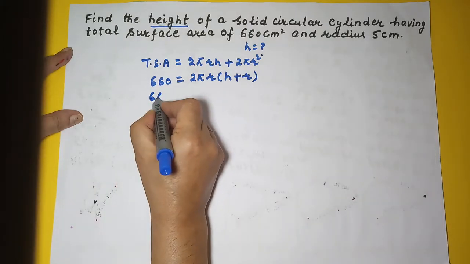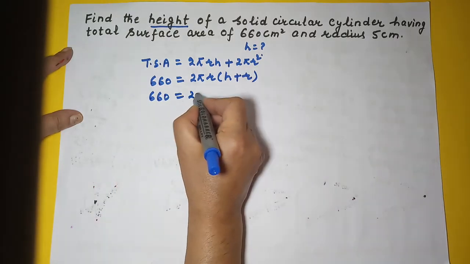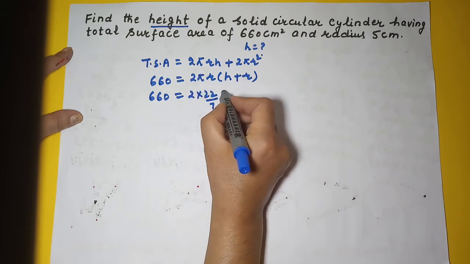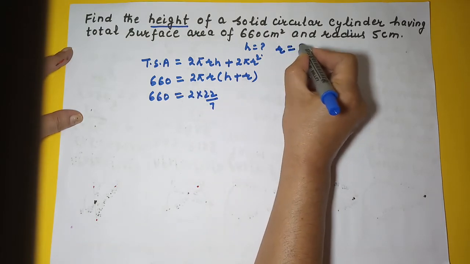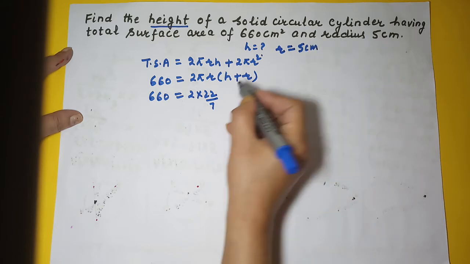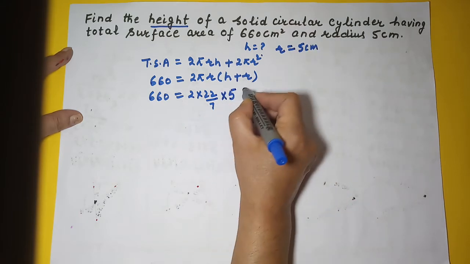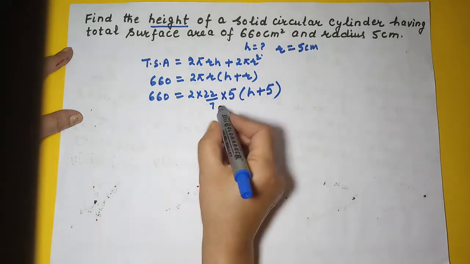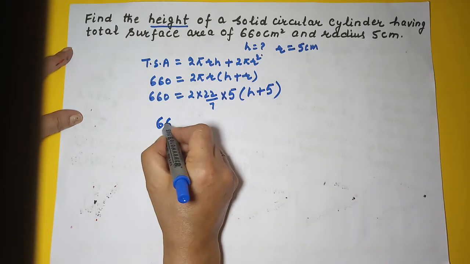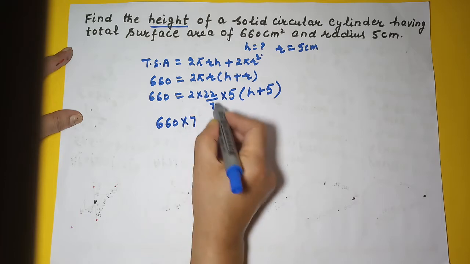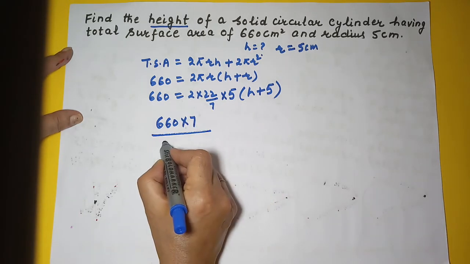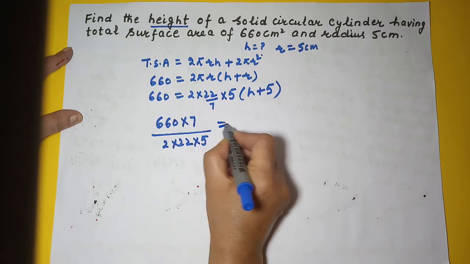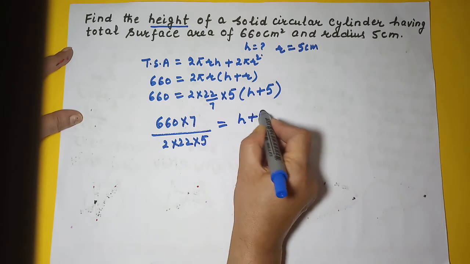Now you have 2 into 22 by 7. You will replace the value of pi, and r is given 5 centimeters. So let's replace the value of r here. Then we have to find only h. Simple. So 660 into 7. These 3 will go in the denominator. 2 into 22 into 5 is equal to h plus 5.